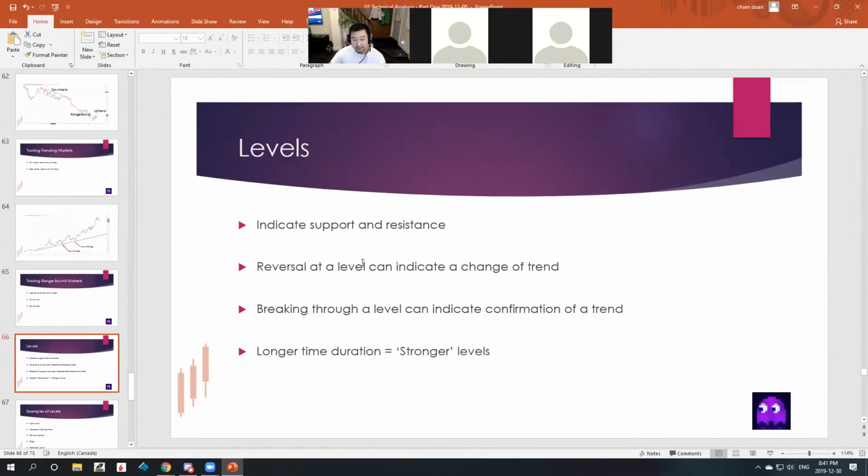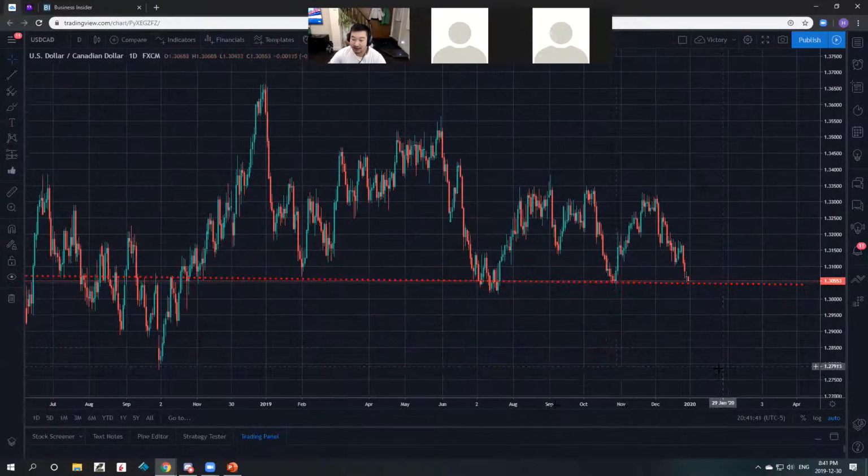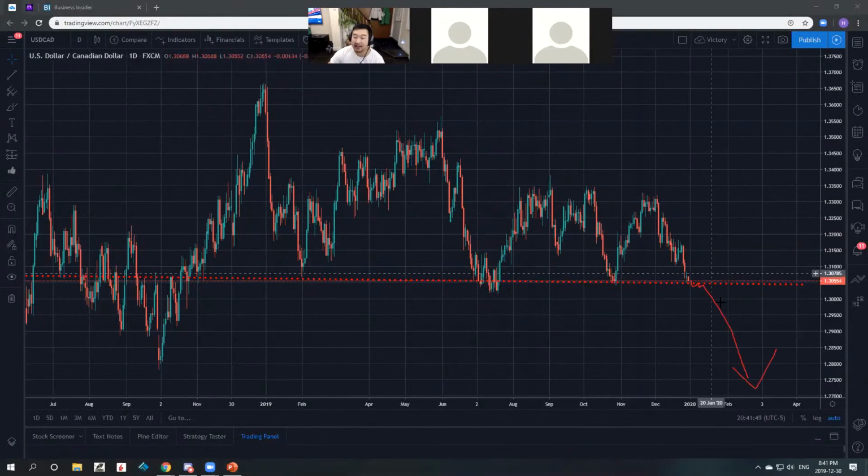Okay, so levels is pertaining to support and resistance, as I've mentioned. Levels act as areas where it'll either break through. So, for example, using USD CAD here as an example, this level right here, the reason why I am bearish on this is because I anticipate this level here to break through and go lower, right? If it doesn't break through, then it will reverse.